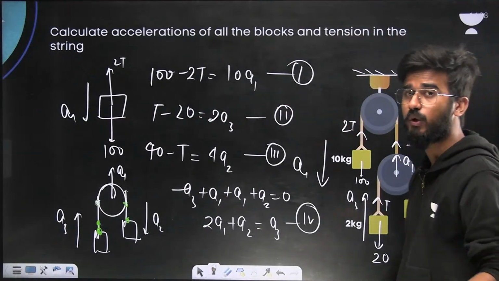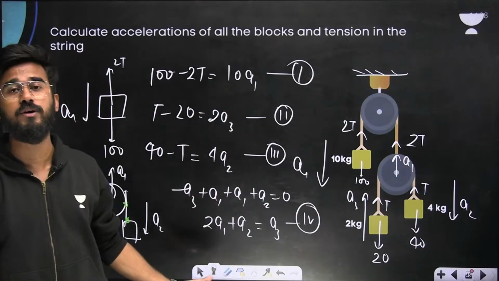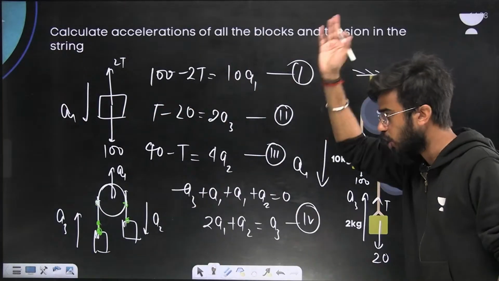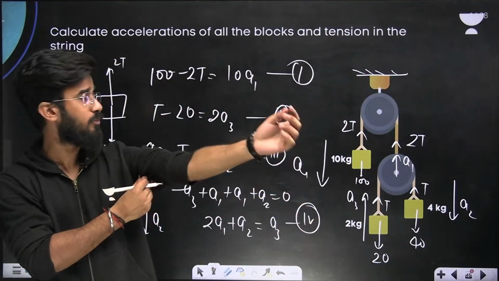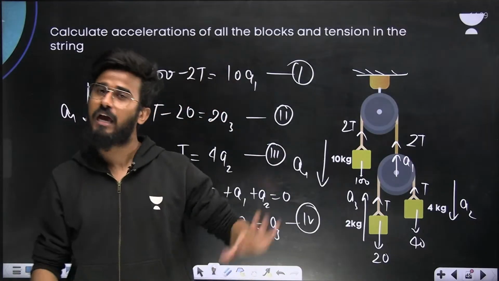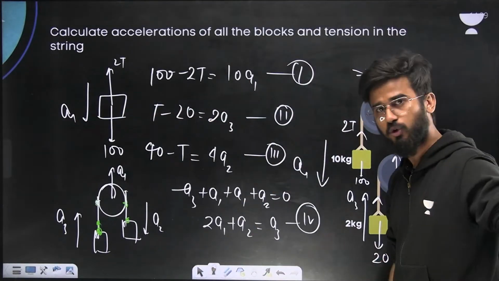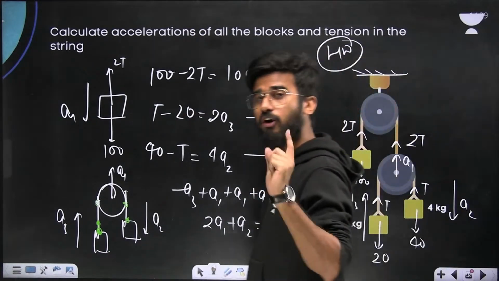Now we have 4 equations. Can you solve these 4 equations for A1, A2, A3 and tension? This calculation is not going to be easy. You'll have to sit for it. I'm not going to solve these mathematics problems, so this is your homework: you have to solve these 4 equations for 4 variables.